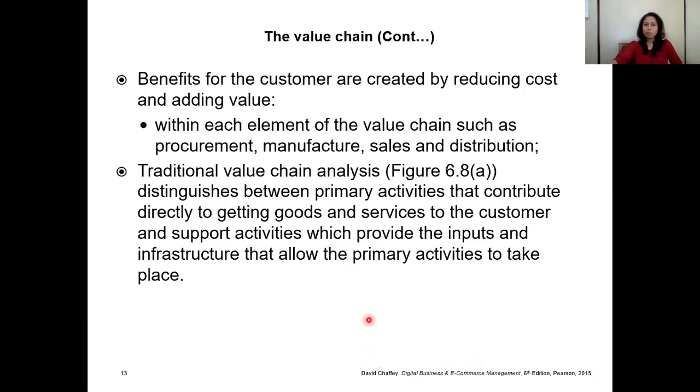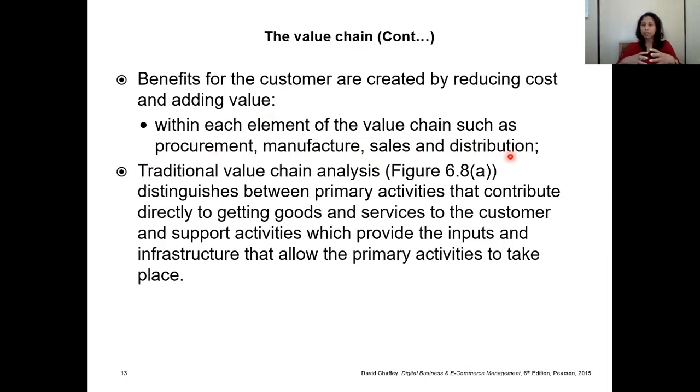So moving on, benefits for the customer are created by reducing cost and adding value. Through this value chain concept, or by referring to this value chain model, benefits to the customer can be created by one thing, reducing cost as well as adding value. Where can we do this? Within each element of the value chain, such as procurement, manufacture, sales, and distribution.